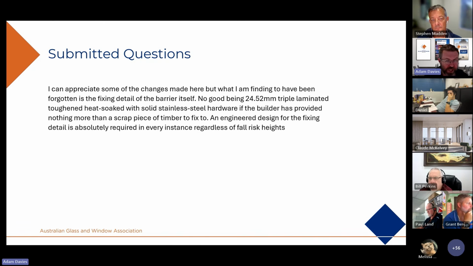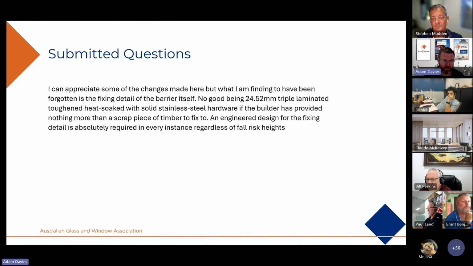Okay, I can appreciate some of the changes made here, but what I'm finding to have been forgotten is the fixing detail in the barrier itself. No good being 2452 triple laminate heat soak with solid hardware if the builder has left nothing more than a scrap of timber to fix to. An engineering design for the fixing is absolutely required.